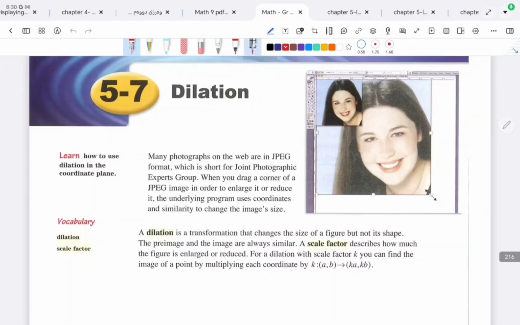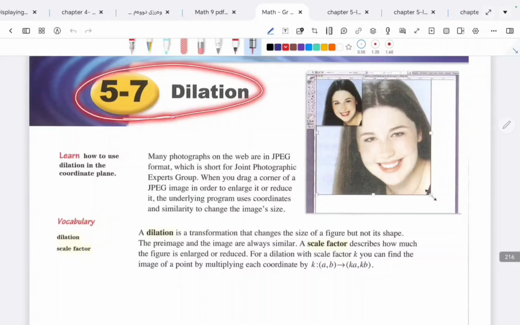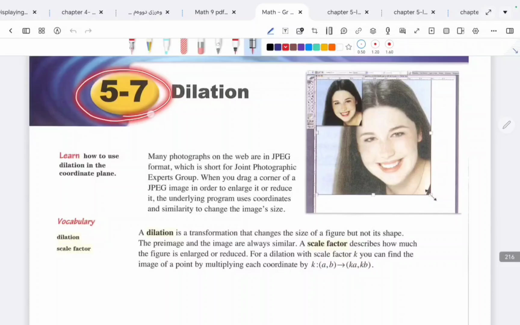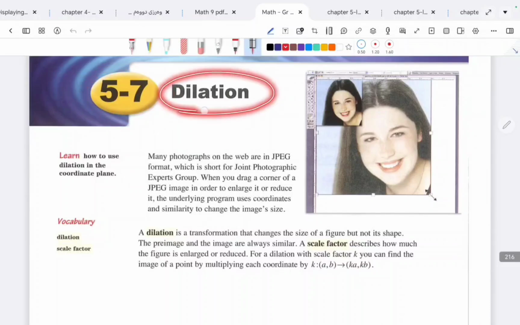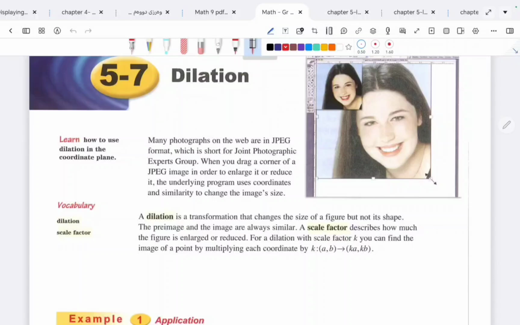Hello students, in this video I'm gonna explain dilation, the last topic in chapter 5, which is 5-7, page 212. What's the meaning of dilation? In this topic we will learn how to use dilation in the coordinate plane.